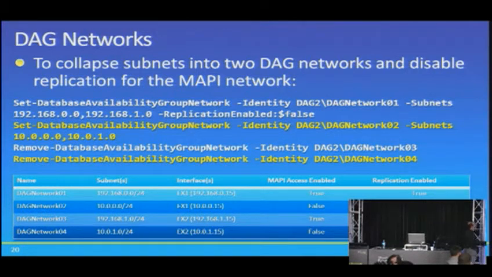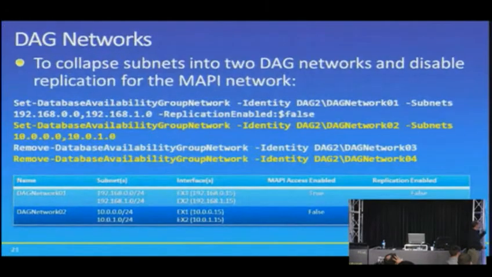Then, for the replication network, we've decided to use DAG network 02. So we take both of those subnets, and we set that using set DAG network, and we put both of those subnets into that network. Then, because we've taken the subnets out of networks 3 and 4, they're empty now. So we just use remove DAG network to empty them out, and once they're both gone and you've done all that work, it collapses everything very nicely for you into 2 networks, each with multiple subnets and the appropriate interfaces.